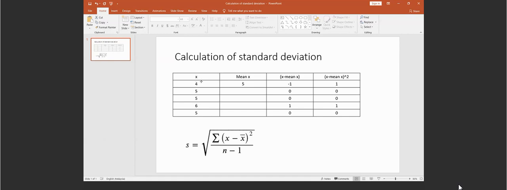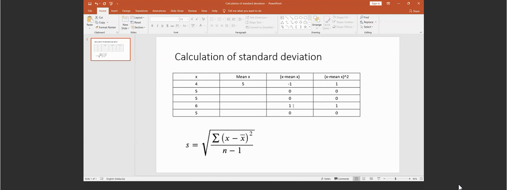Now the third column, they mean X minus mean X. They mean 4 minus 5, we get minus 1. Okay. Then second column we get 0. So kita cuba tanya Nur Alia Natasha. Ya, doktor. Macam mana kita dapat 0 sini? Sebab data tolak mean. Okay, data kita 5, 5 minus 5. So kita dapat 0. Okay, thank you, Alia.